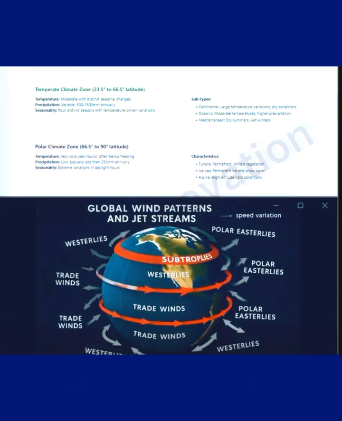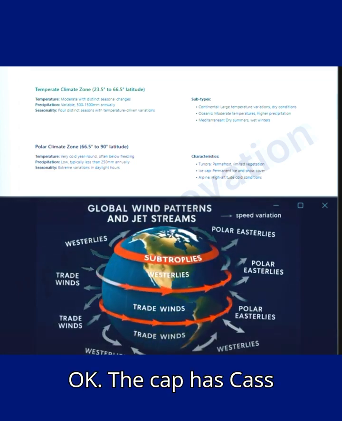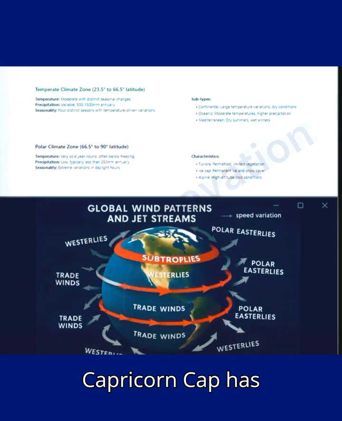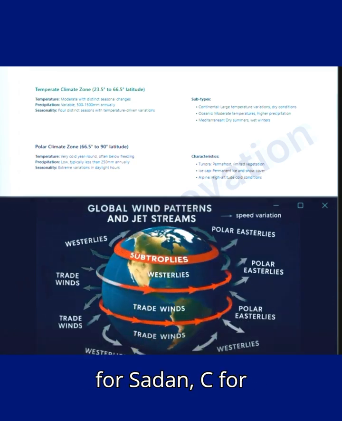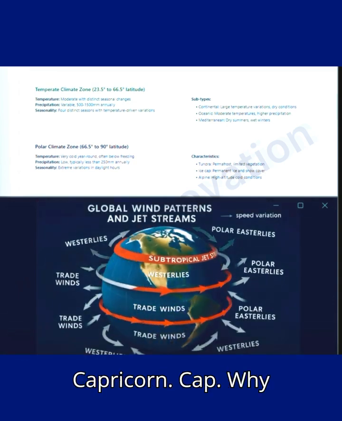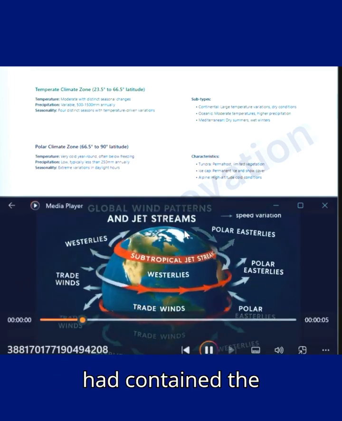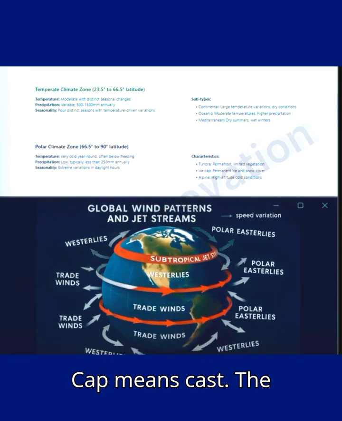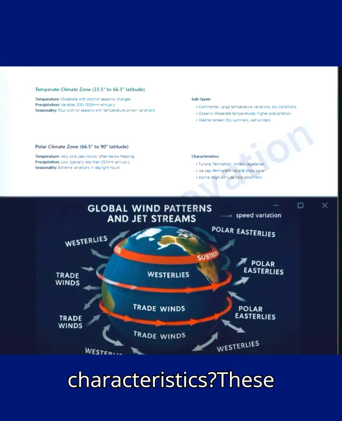What about the south? CAN and CAS. What does CAS mean? CAS means cap. The cap has CAS. Like Capricorn, cap means Capricorn. The cap has CAS, that means A for Antarctic and S for southern, C for Capricorn. Why did I mention cap? Because you need to remember that Cancer and Capricorn both contain the letter C. So in order to make you remember, I told you it as cap. Cap means CAS. The cap has CAS.